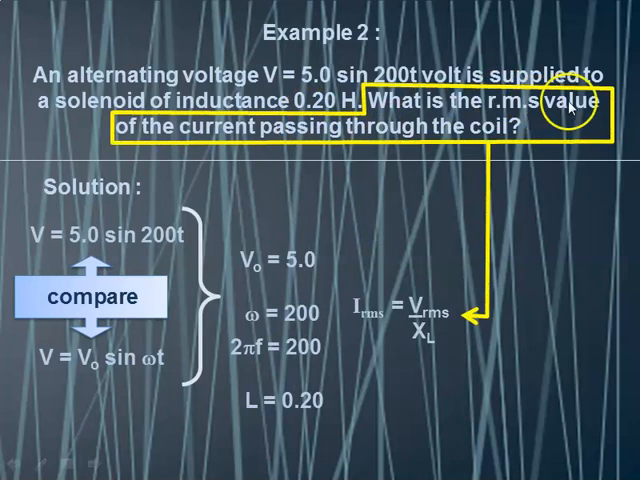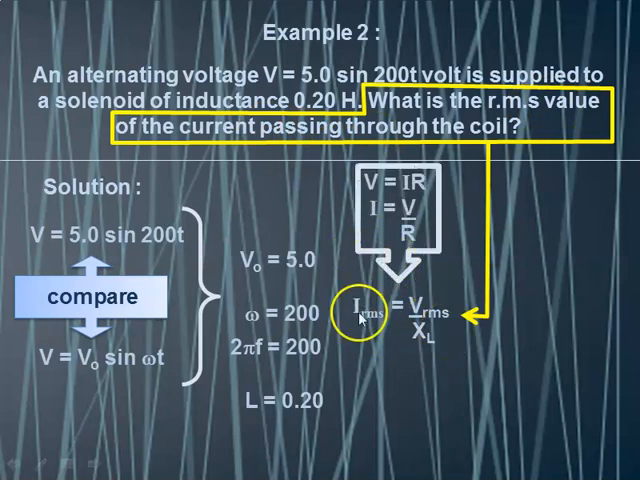Okay, we are going to find the RMS value of the current, so using the formula I RMS equals V RMS per XL. The easier way to memorize this equation is from V equals IR and I equals V per R. So if you use I RMS, V also must use V RMS, and if you use I peak, V also must use V peak.